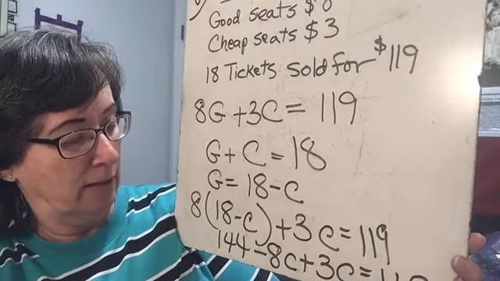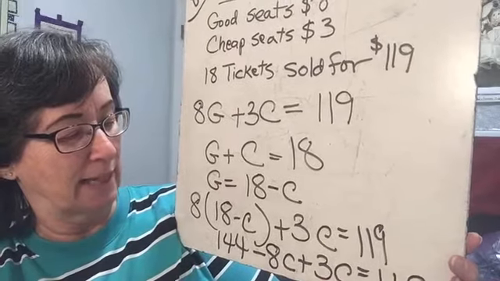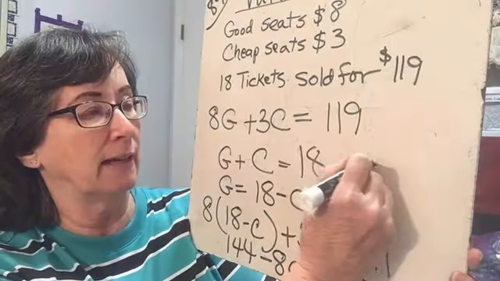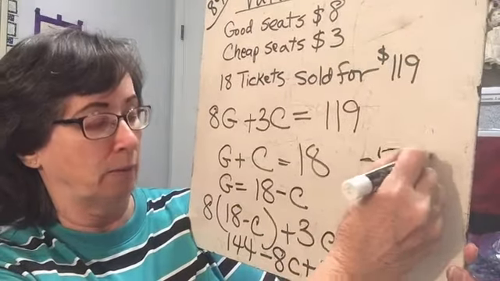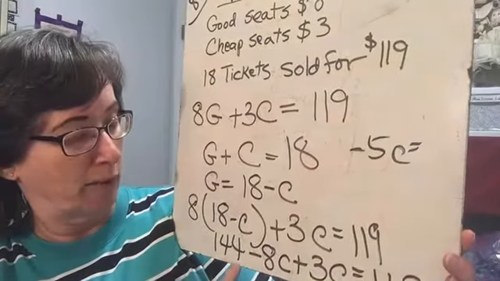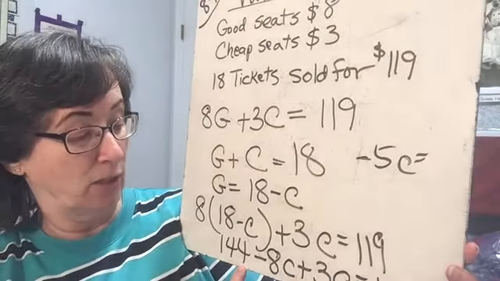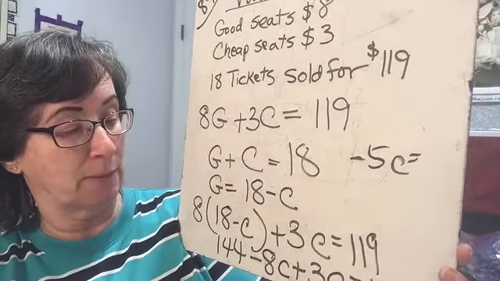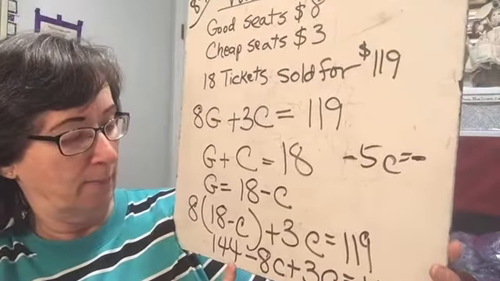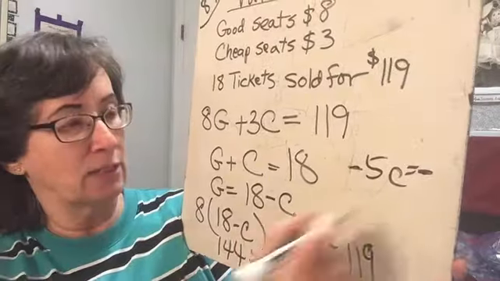Okay, so now I'm going to take this one and take it over here, because I already have both c's on this side. So negative 8c plus 3c is negative 5c equals 119 minus 144. The easiest thing to do is to go ahead and subtract this minus this and make it a minus sign. So let's do that. 14 take away 9 is 5.